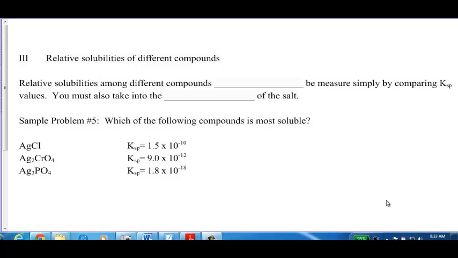Equilibrium, you could tell which acid was more soluble based on the K value, right? The greater the K value, the more soluble the acid, the greater the dissociation of the acid. You cannot do that for ionic solids, okay? And the reason you cannot do that for ionic solids is because they dissociate into a different number of particles.